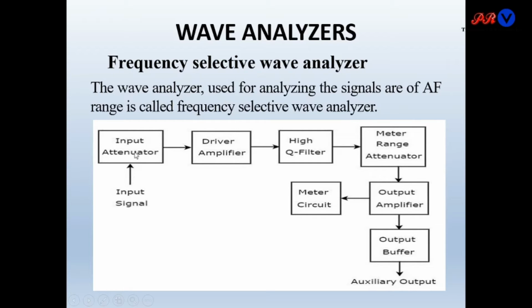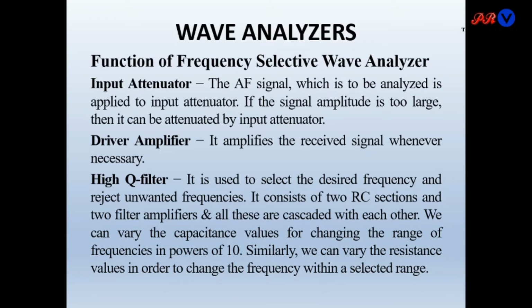The input signal is given to the input attenuator, its output is given to the driver amplifier, its output is given to the high Q filters bank, and this output is given to the meter range attenuator circuit. Then we have the output amplifier, whose output can be given to the output buffer or the meter circuit. The meter circuit is used for measuring purposes, while the buffer is used to give the output as input to other devices. In the next slide, we will study its working.